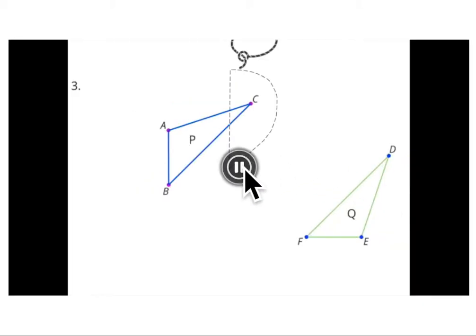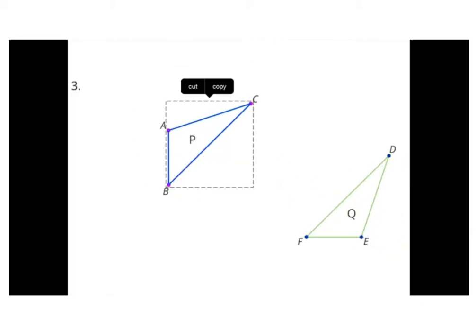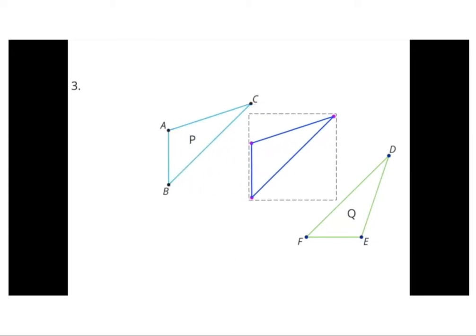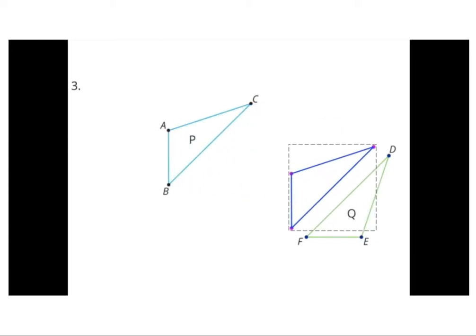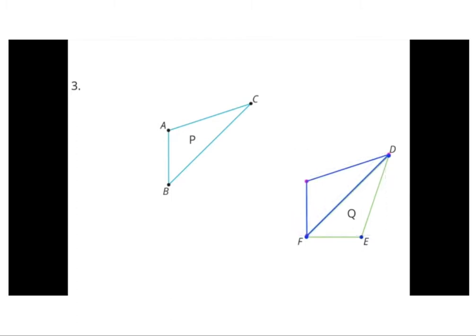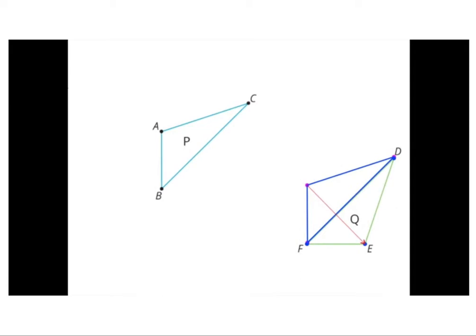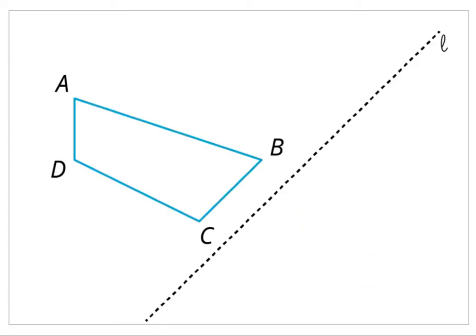So I have another little video for you. I'm going to slide it down. That's a translation. And then you connect the corresponding point, and then you find this point. If it wasn't there, you'd find that point by measuring an equal distance on the other side of the line of reflection.